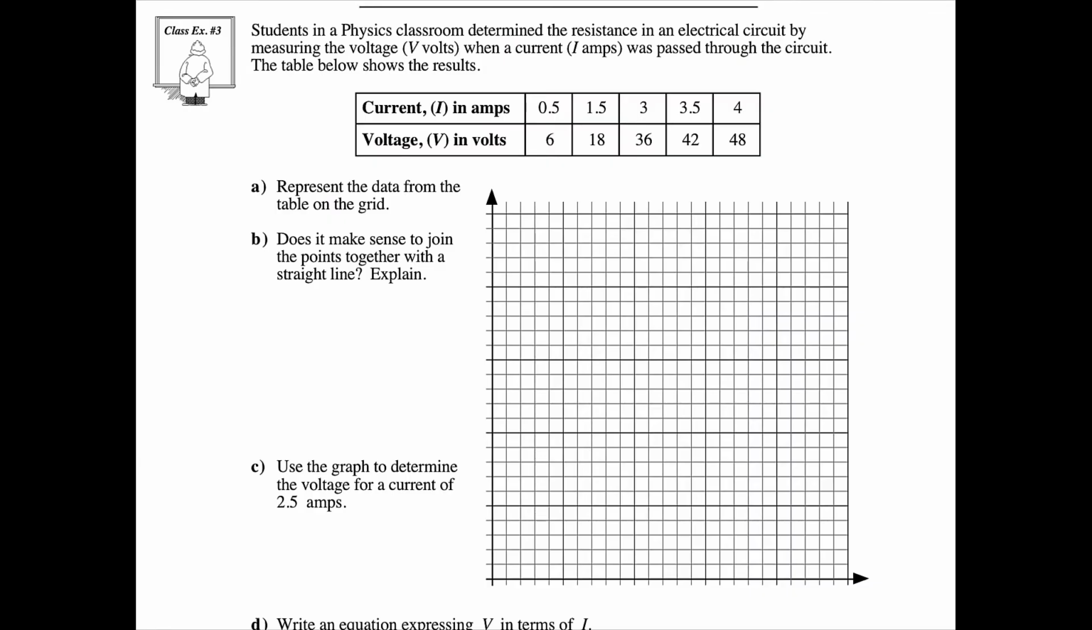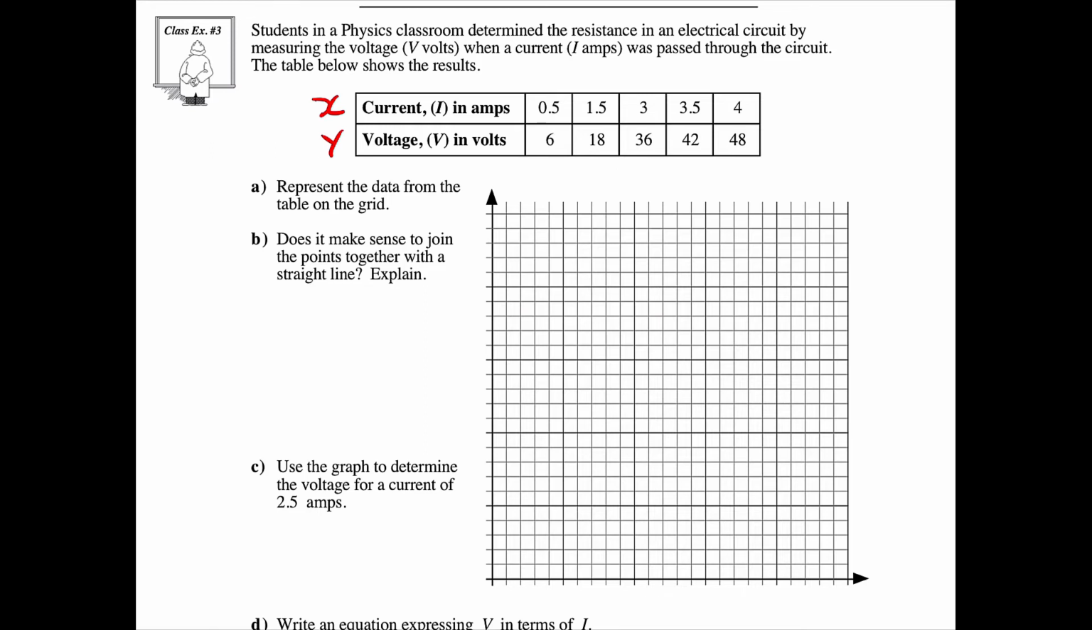Okay, class example number 3. Students in a physics classroom determine the resistance in an electrical circuit by measuring the voltage V with the current I when it was passed through the circuit. The table shows the results. Whenever we get a table that's written horizontally across like this, the top one is going to be X and the bottom one is going to be Y. So it's always good to label it like that.